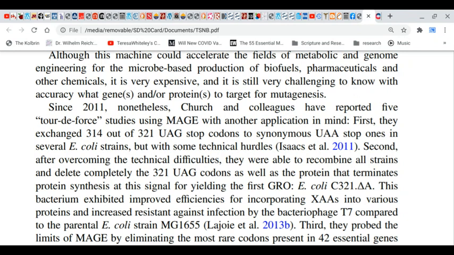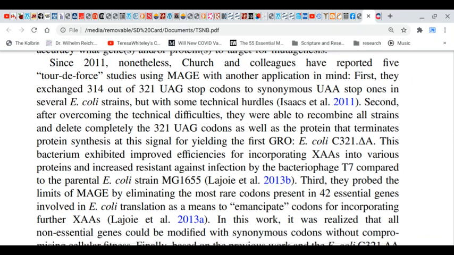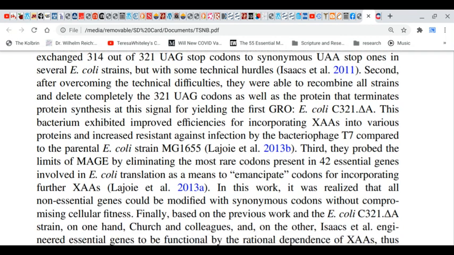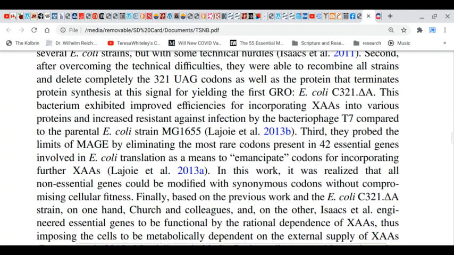This bacterium exhibited improved efficiencies for incorporating XAAs into various proteins and increased resistance against infection by the bacteriophage T7 compared to the parental E. coli strain MG1655. Third, they probed the limits of MAGE by eliminating the most rare codons present in 42 essential genes involved in E. coli translation as a means to emancipate codons for incorporating further XAAs. In this work, it was realized that all non-essential genes could be modified with synonymous codons without compromising cellular fitness.